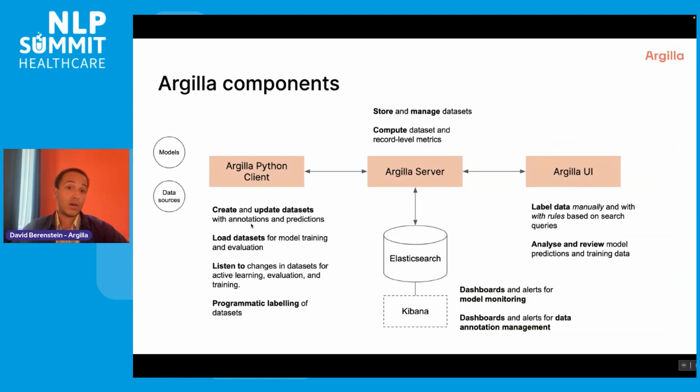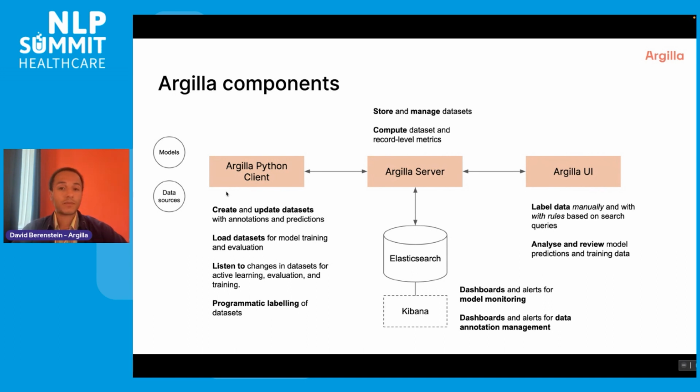Argilla consists of three components. On the left-hand side, you can see the Argilla Python client, which can be used to infer information from models, load data sources, create and update datasets, and listen to changes in the datasets, for example, to do active learning, to do evaluation, or automatically start model training. And these are also some of the things that I'll be covering within the cool shortcuts that I'll introduce later on.